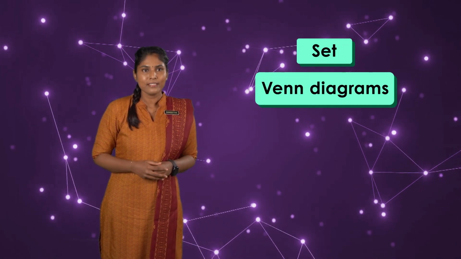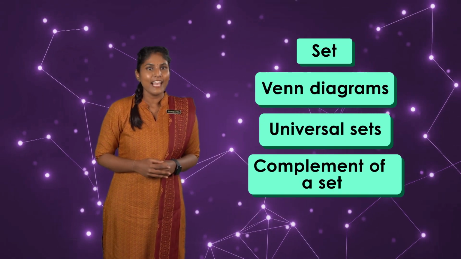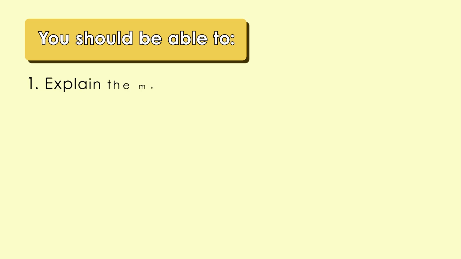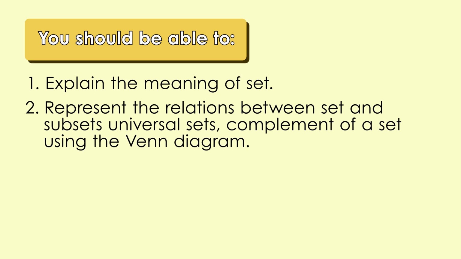Today, we are going to learn about set, Venn diagrams, universal sets, complement of a set, and subsets. By the end of today's lesson, you should be able to first, explain the meaning of set, represent the relations between sets, subsets, universal sets, and complement of a set using the Venn diagram.